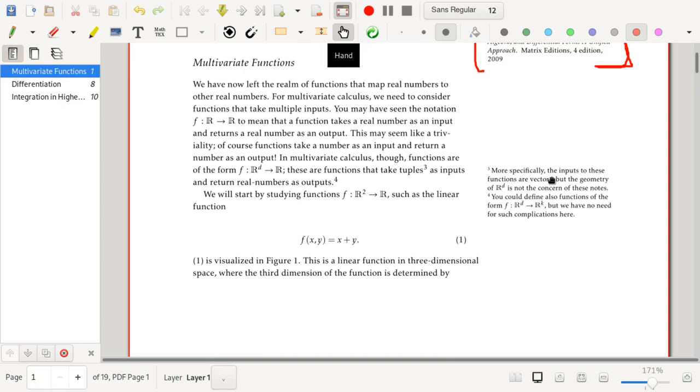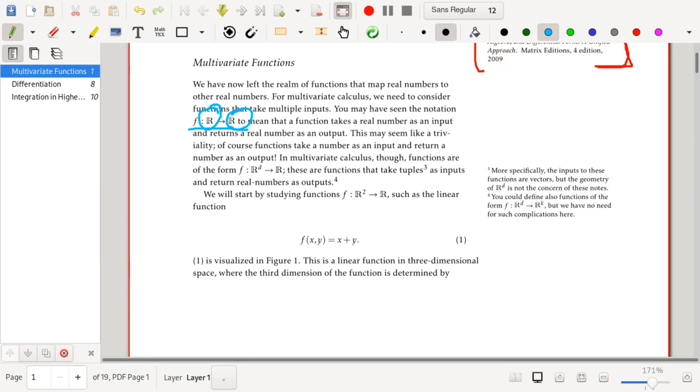First, by discussing multivariate functions. We are leaving the realm of univariate functions and talking about multivariate functions. Before, functions were generally of this form. They take a real number as an input. This is the domain of the function, and they return a real number as the output. That's the range of the function. And that was fine, although you probably were thinking, well, that's just kind of silly to just say it takes a real number as an input and returns a real number as an output.